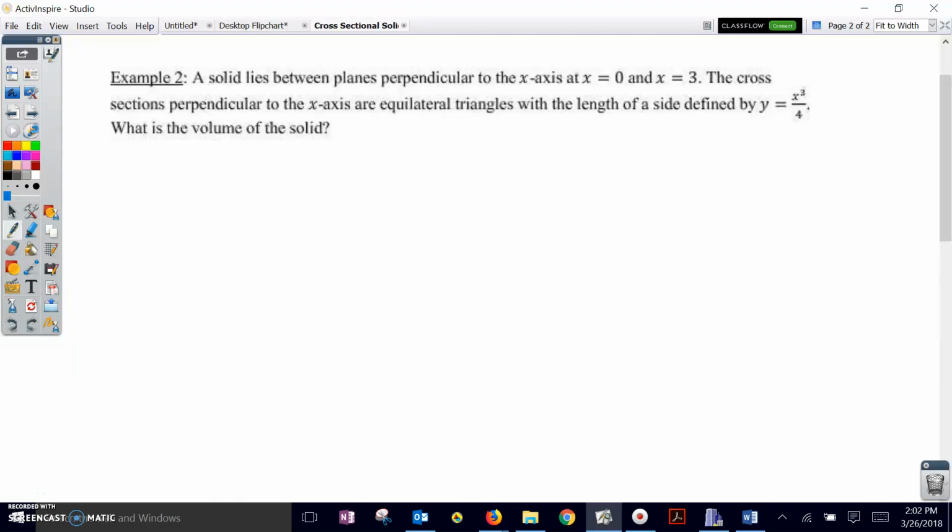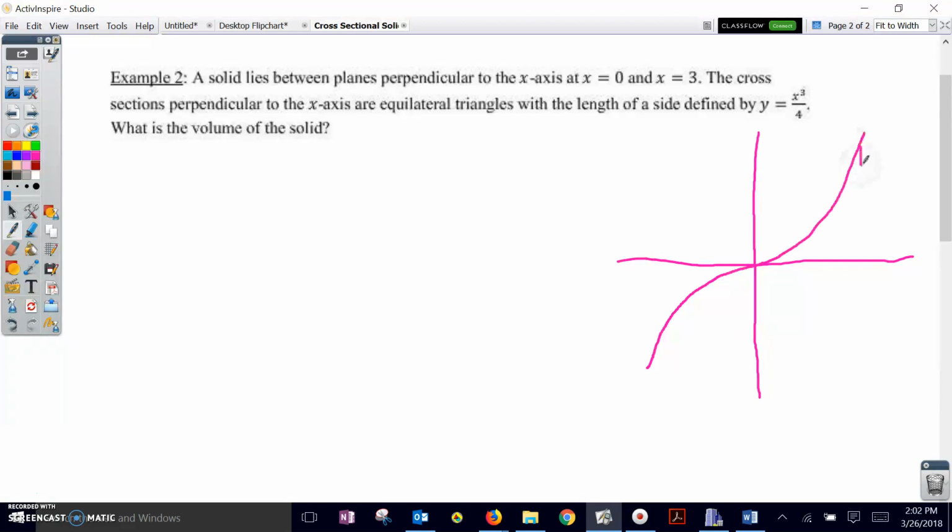Okay, in this example we have a slightly different situation going on, where instead of having squares as our cross-sections, now we have equilateral triangles as our cross-sections, and again a slightly different function as well. So to get started, I'm first going to just draw a quick little sketch of my curve. In this case, y equals x cubed over 4, which is going to look something like this.